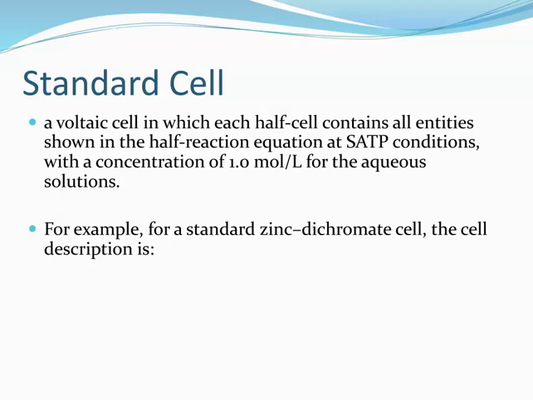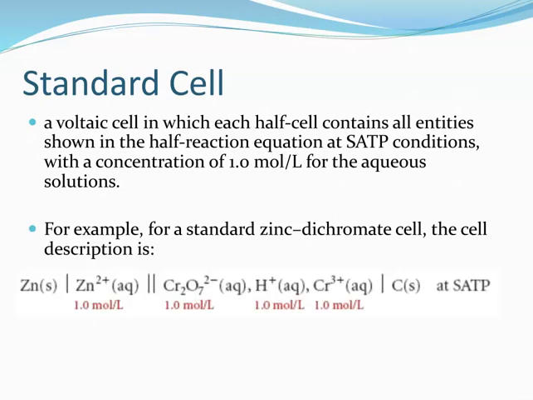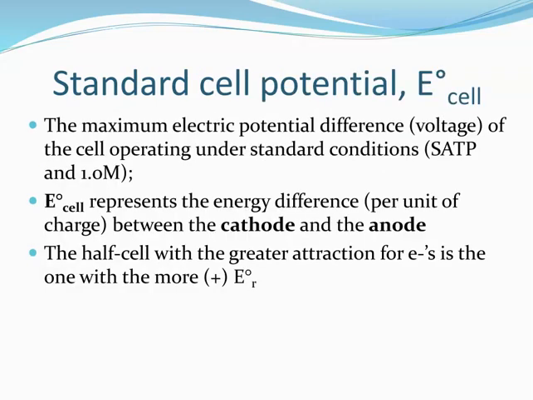Standard cells are specific cells where all entities are at SATP conditions and the concentrations of aqueous solutions are 1.0 moles per liter. Standard cell conditions will result in standard cell potentials. The standard cell potential is the energy difference between the cathode and the anode.